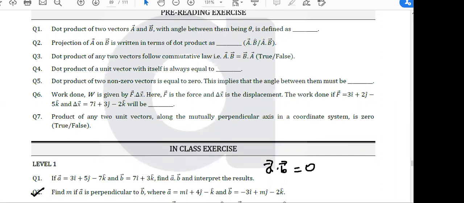Yes, Shash, whatever you have asked, since there is no I component, it will be 0 I cap. So the answer would be just 3 into 7, 21. As simple as that. You just have to multiply I with I, J with J, K with K. Okay, try to find question number 2.